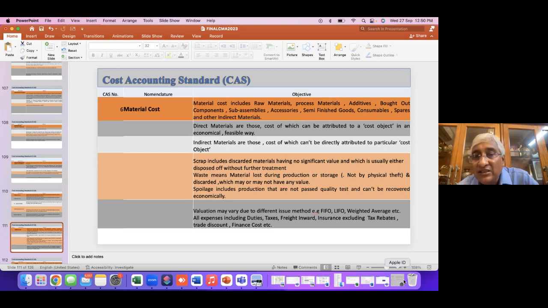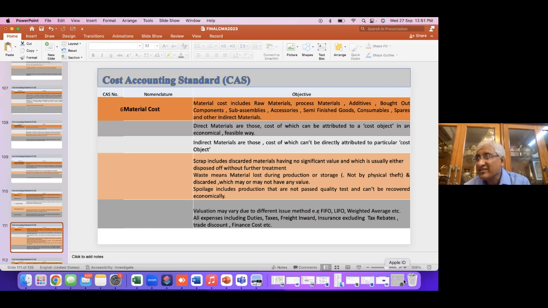But if the price of iron goes to 90, the scrap price will also move by say 1 rupee or 2 rupees. So that is why scrap is very important for certain industries where the scrap can be melted and that melting will give the original raw material. And wastage is always a loss. Material lost during production or storage is generally called wastage.